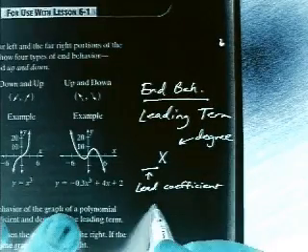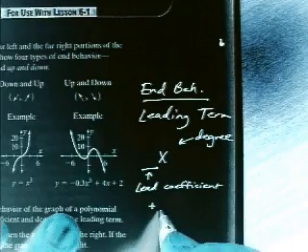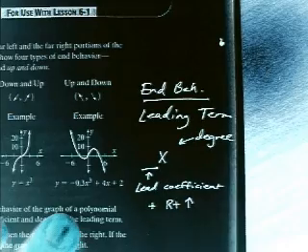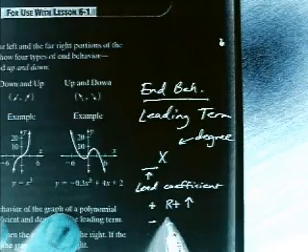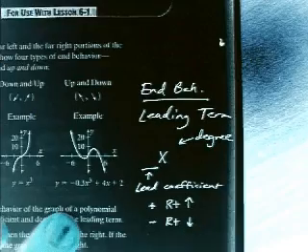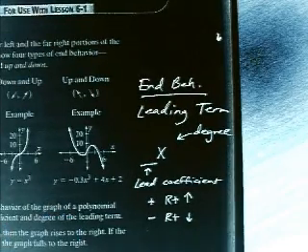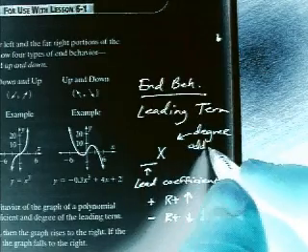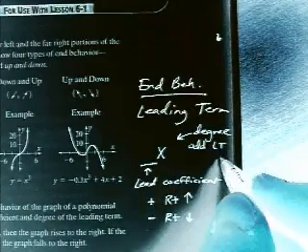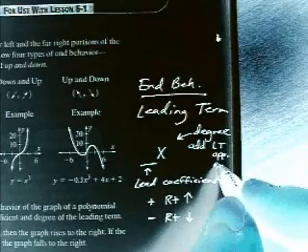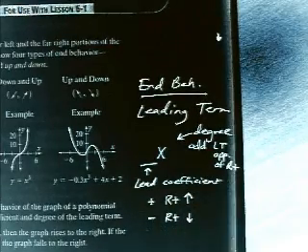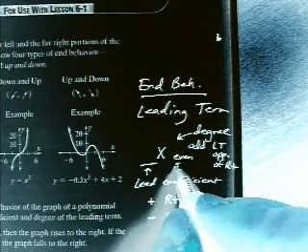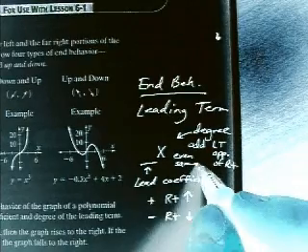The first thing I want to do is look at the lead coefficient. If it is positive, then the right end behavior is up. If it is negative, then the right end behavior is down. So that's the first thing I look at. Secondly, the degree. If it is an odd degree, then the left end behavior is opposite of the right end behavior. If it is even, then it's the same as the right.